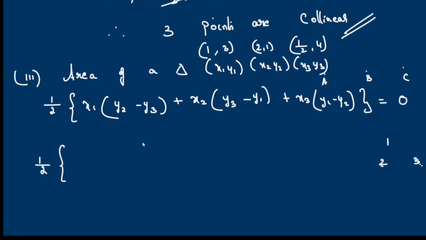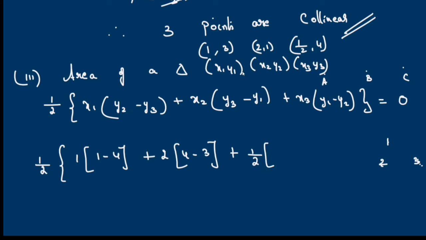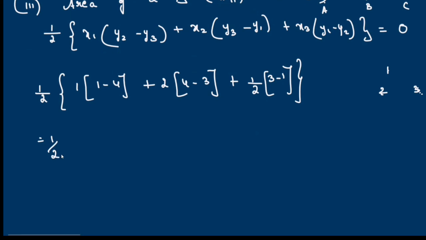So half into x1 is 1. Okay. 1 into (y2 minus y3), that means 1 minus 4. x2 is 2, y3 minus y1, that means 4 minus 3. Plus x3 is half, y1 minus y2, 3 minus 1. So it is equal to half. 1 minus 4 is minus 3, plus 4 minus 3 is 1 into 2, 2. 3 minus 1, 2. 2 by 2 is 1.